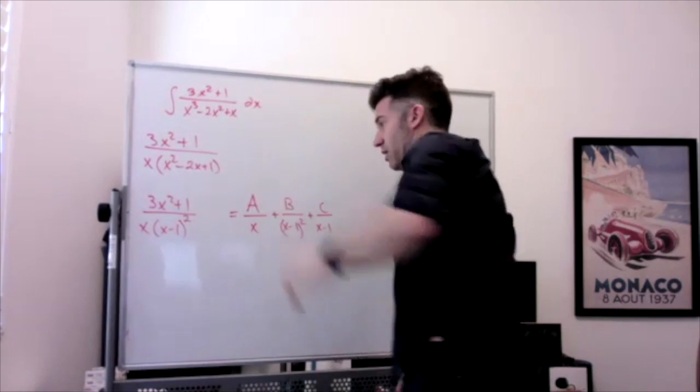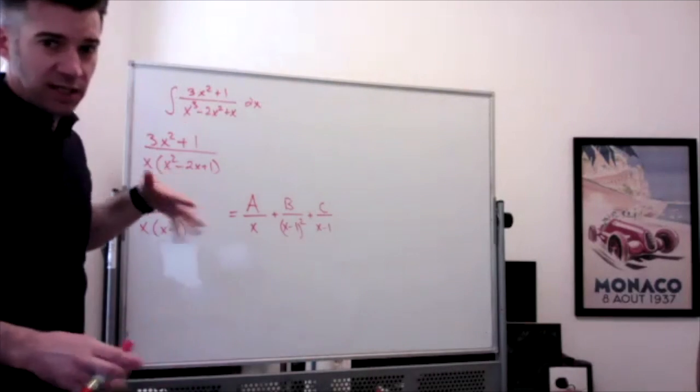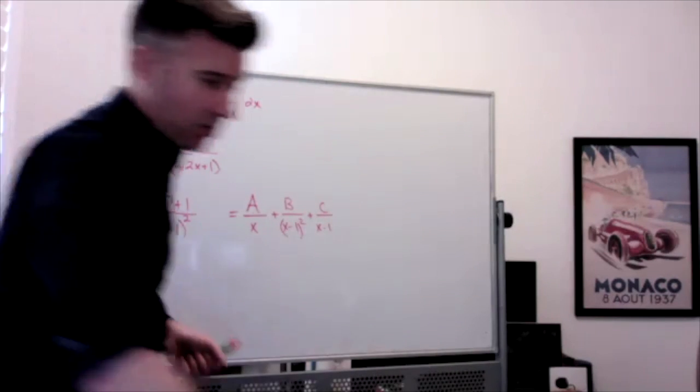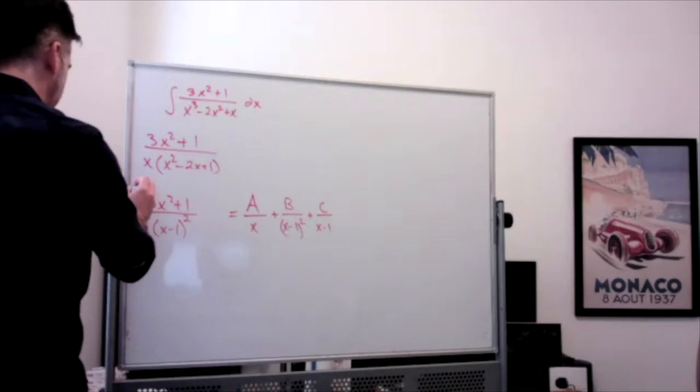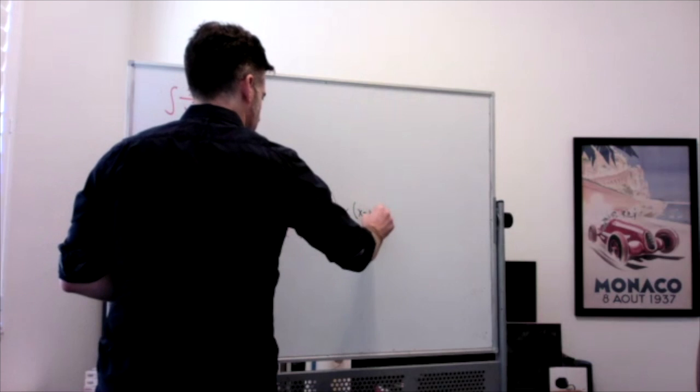Okay, so then we have to multiply both sides by our denominator. So, right, typically people kind of just jump to the next step, but I really want to make sure everyone knows that what we're doing in this step is we're multiplying everything by x times x minus 1 squared.